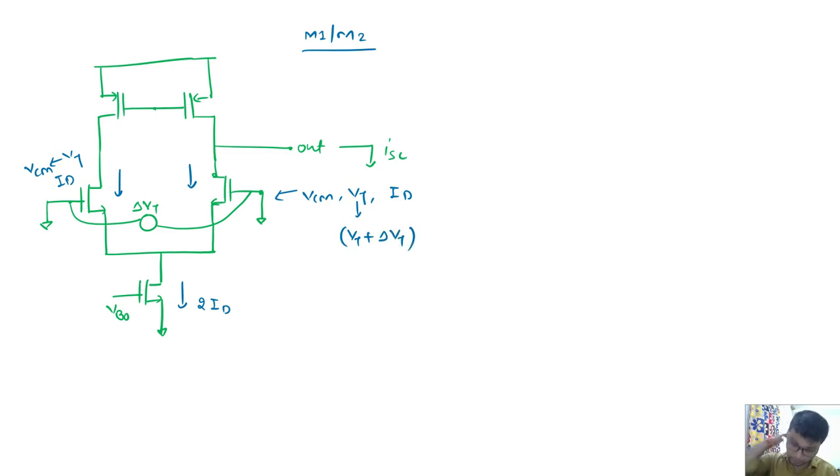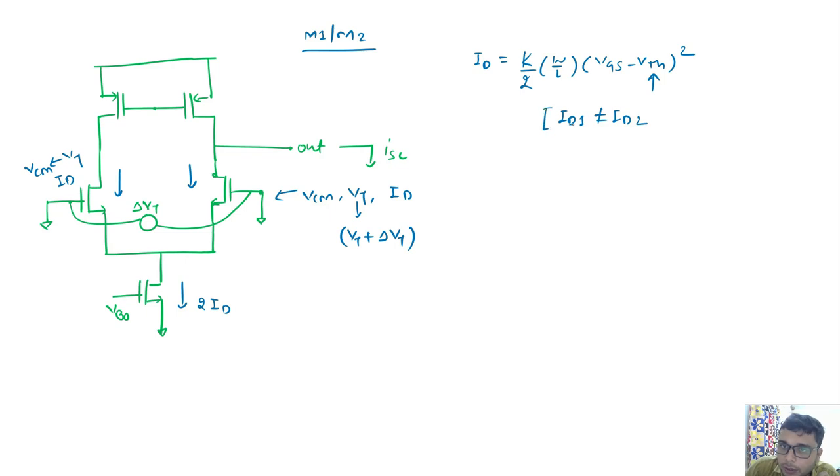And simply from the equation of current, we can see that the amount of current that should flow here is not exactly the same as the amount of current that should flow through M2. Because from the current expression, current is K by 2 W by L times (VGS minus VTH) squared. So from here we can see that this VT is different for both devices. So ID1 is not equal to ID2, which ideally should be equal.